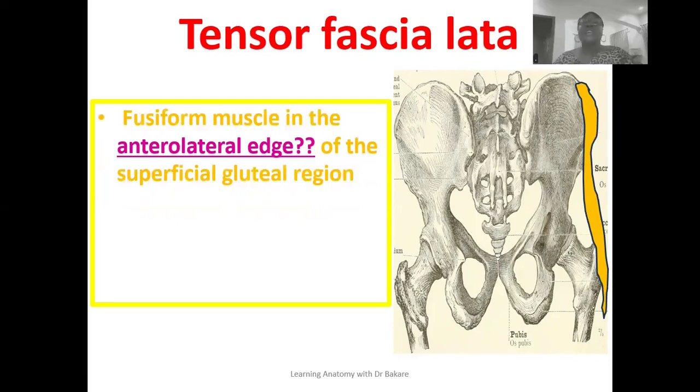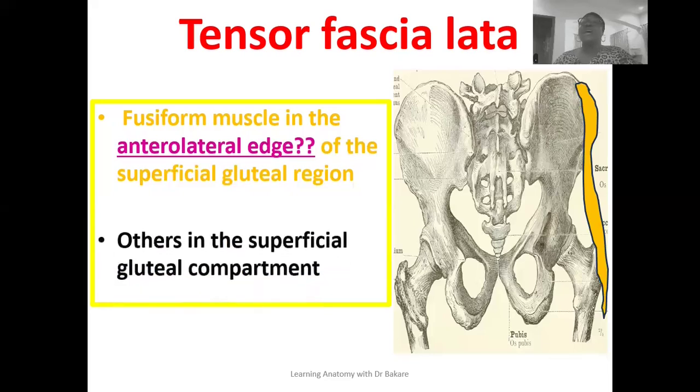Within the superficial layer, we have a number of muscles, and these muscles include the gluteus minimus. The gluteus minimus is what is highlighted here in red. It is the most deeply embedded muscle within the superficial gluteal region, and this muscle is seen to be overlain by the gluteus medius. The gluteus medius is what is seen here highlighted in green, lying over the gluteus minimus.